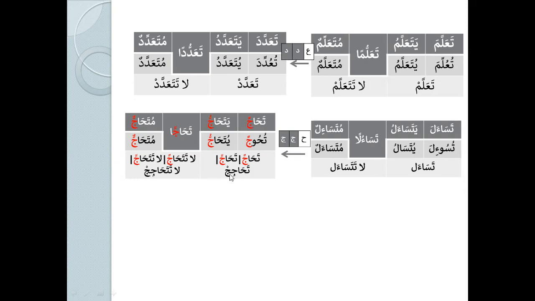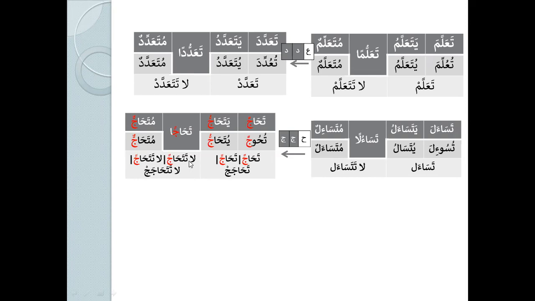This comes back to tasa'il. Sorry, this should be tasa'il or tasa'al. Sorry, here. Yeah, this is fine. Tasa'al. So this will become tahaj. Should it become tahajjaj or tahajid? I have to confirm this. Let me just check. So yes, here it would be tahajjaj, not tahajjaj. So tahajjaj, so we have three variations over here.